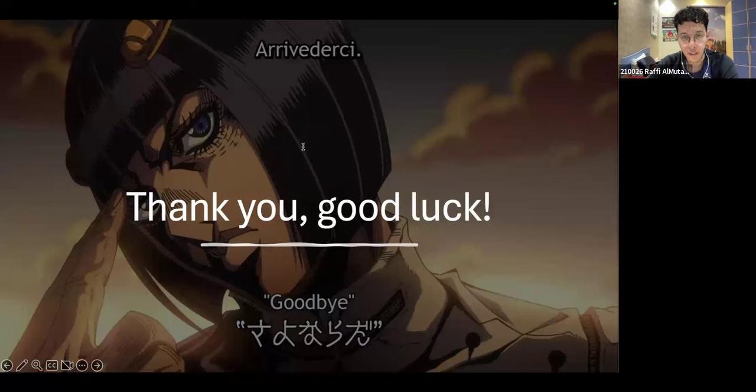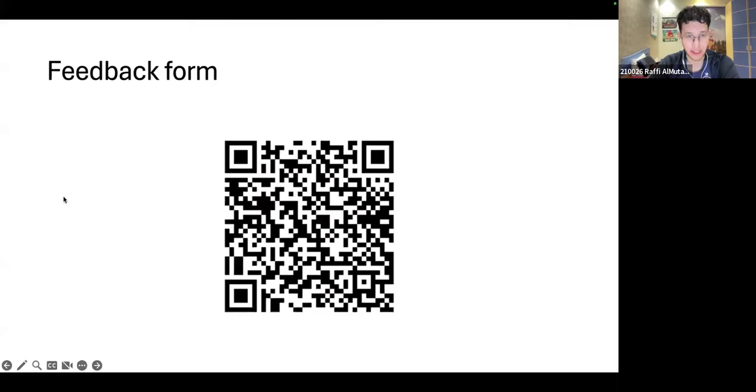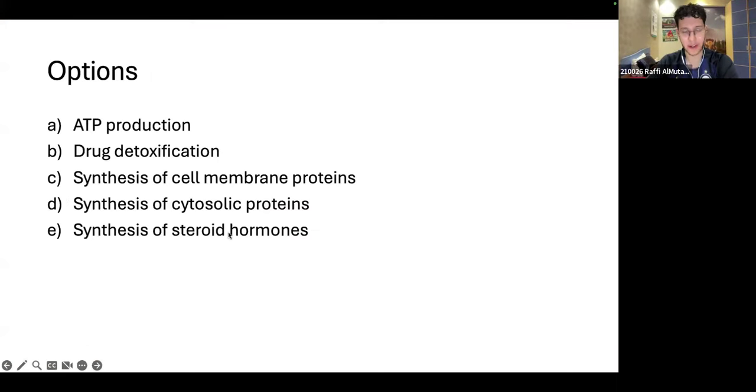And you have a question regarding E. Okay. Synthesis of steroid hormones is done by the smooth endoplasmic reticulum. It's just there to distract you. Same thing with drug detoxification. That's just something to keep in mind. These are both done by the smooth endoplasmic reticulum, and they're just there to distract you.